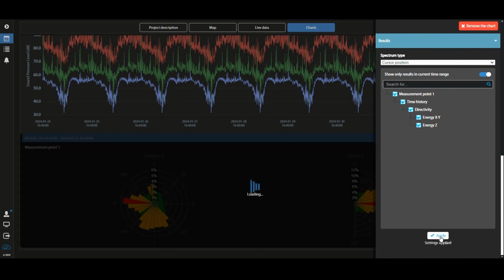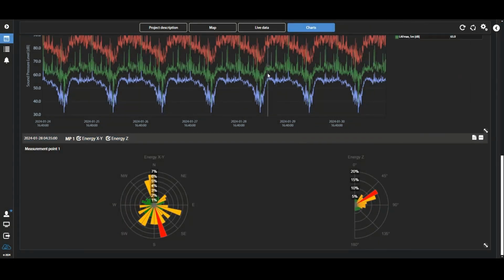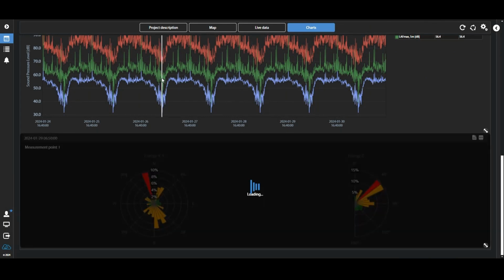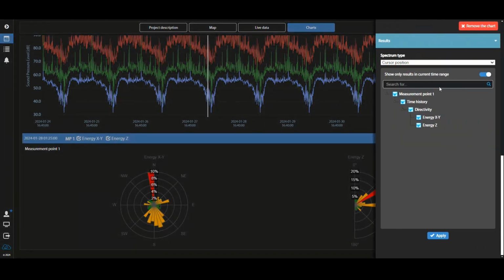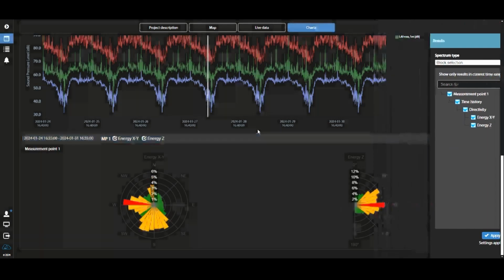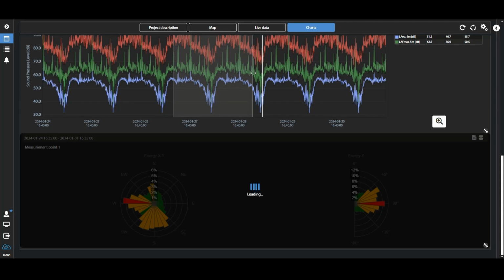The data on the energy distribution chart can be aggregated in two ways: by cursor position or over a block selection. By default, it is set to the entire time range, global for all charts in the panel.